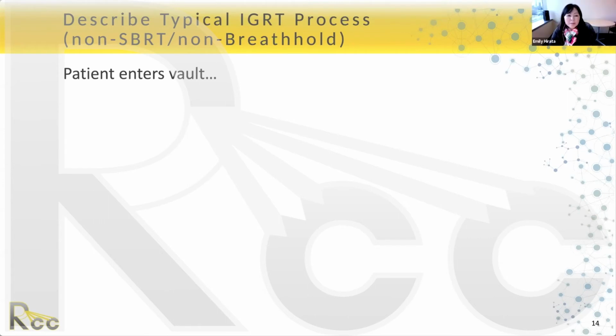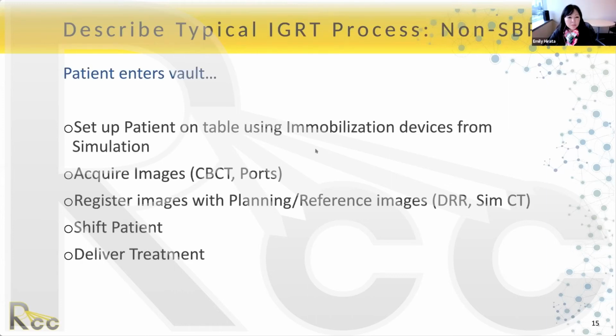So, the patient enters the vault, and oftentimes the first thing we do is set them up on the table. We set them up using any of the immobilization devices from SIM. We'll then acquire images once we've got them set up, to make sure they are in the right position.